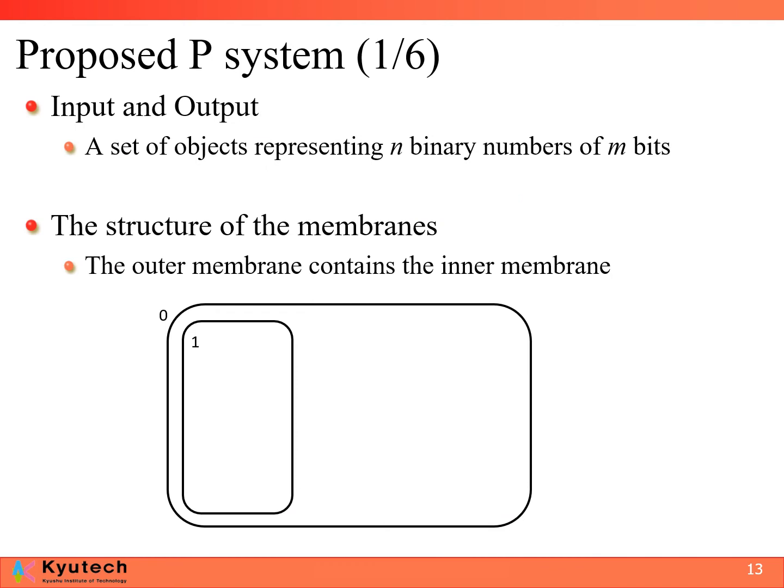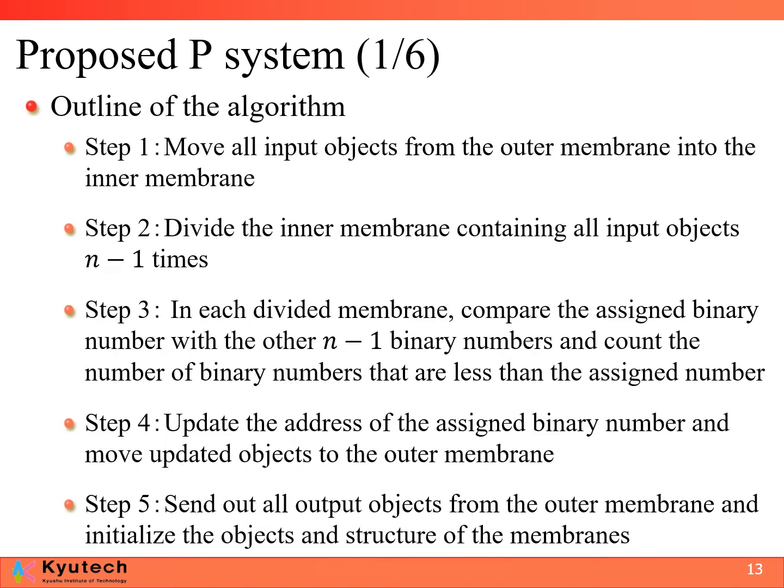Now I'd like to explain the outline of our proposed P system. The input and output are sets of objects representing n binary numbers of m bits, and the proposed P system has 2 membranes. Like this figure, the outer membrane labeled 0 contains the inner membrane labeled 1. The computation of the proposed P system consists of these 5 steps. In the following slides, I'll give the details of these steps.